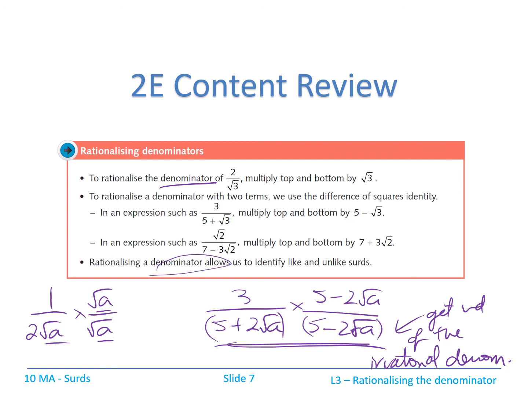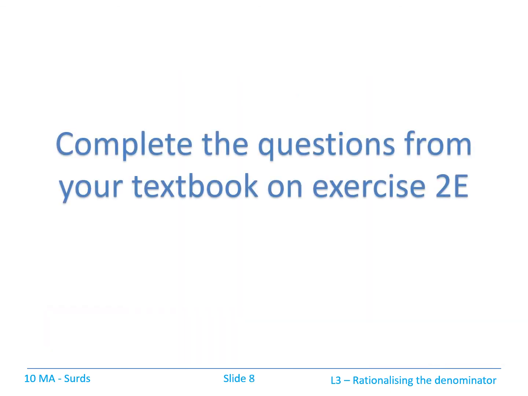Rationalizing the denominator allows us to identify like and unlike surds, so we can just add them together easily because they have the same square root and it's on the numerator. We've just got to get a common denominator on the bottom. Okay. We've got an idea of how to rationalize the denominator now.